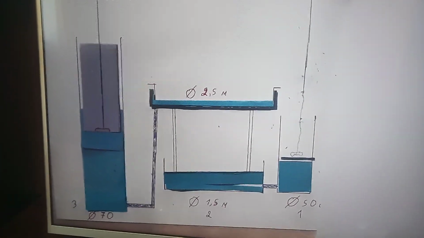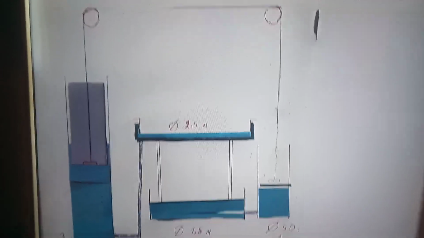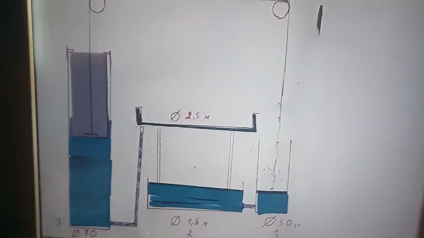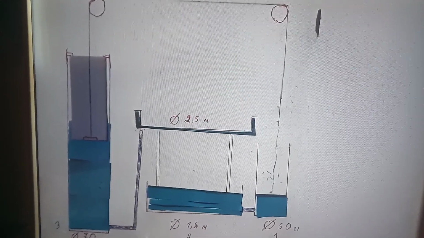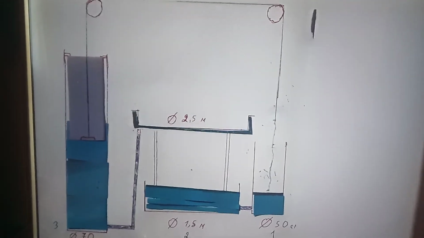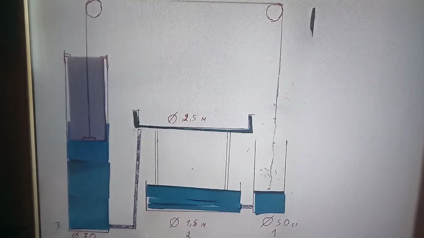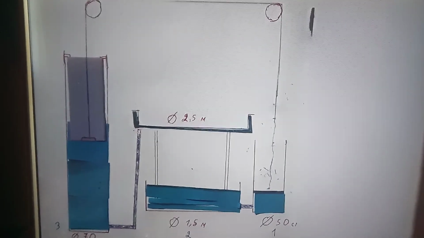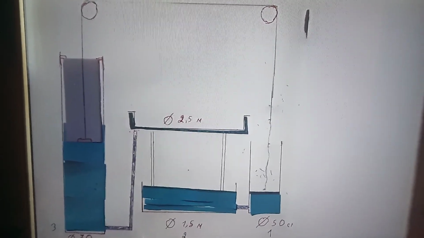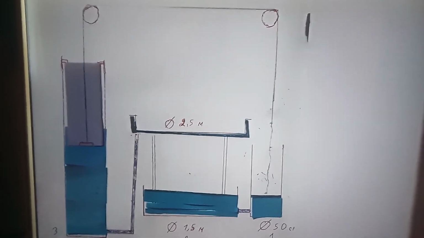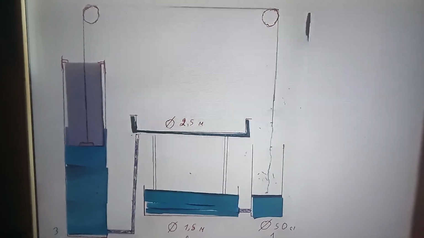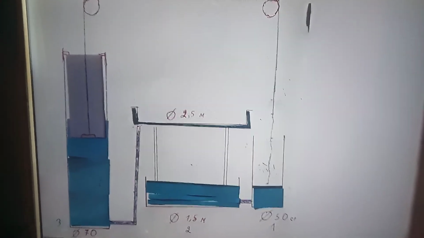I will explain why. The total weight of the piston with the reservoir and liquid is 900 kilograms, but you can take a larger weight later. I will explain why. Also above the reservoir there is a fixed part on which the reservoir will be mounted so that the liquid from it is displaced into the third cylinder with a diameter of 70 centimeters.